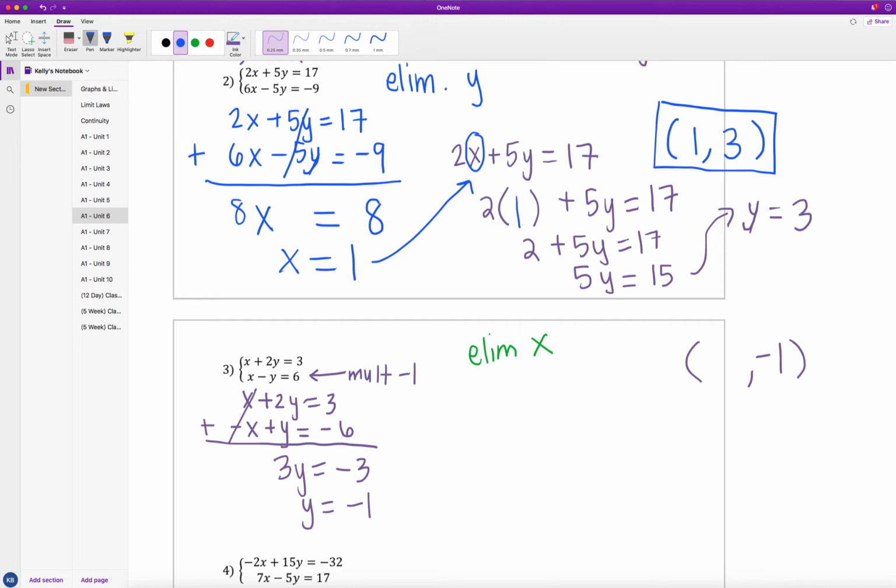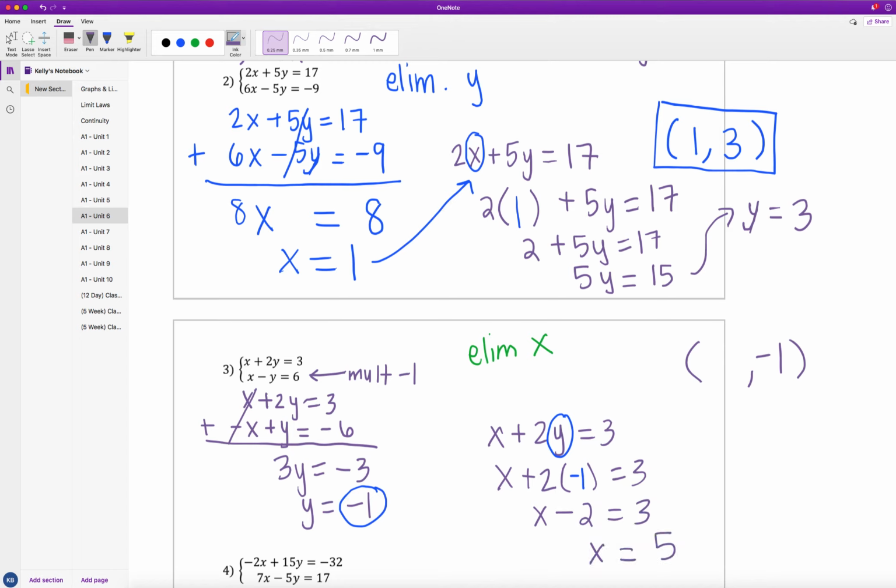The next step is to pick one of the two original equations and substitute in y equals negative 1. I'm going to use the first one, x plus 2y equals 3, and substitute in negative 1 for the y value. When we do that, we get x plus 2 times negative 1 equals 3. I can then solve for x, and I get x minus 2 equals 3. Add 2 to the other side, and we get x equals 5. Filling in our coordinate pair, I then have my final answer for this system of equations.